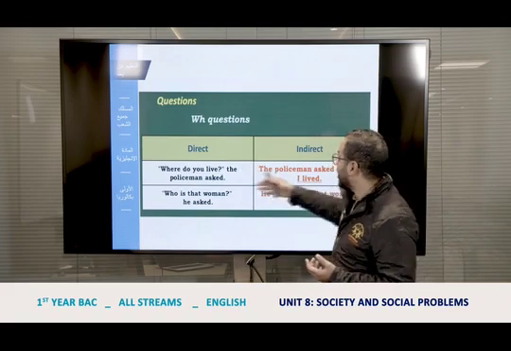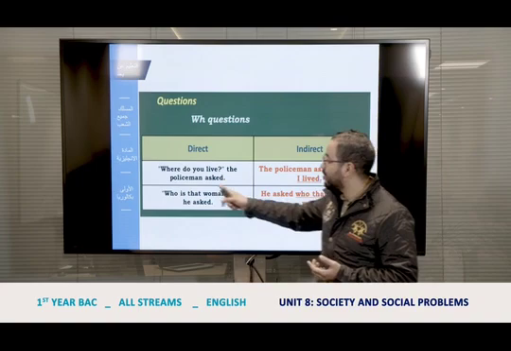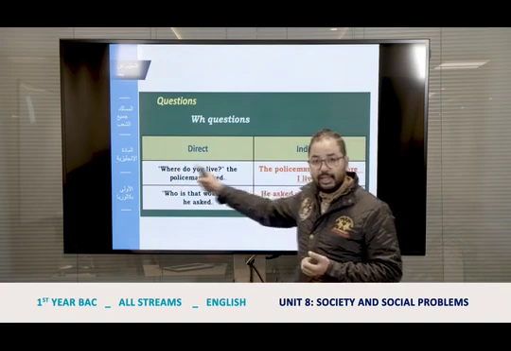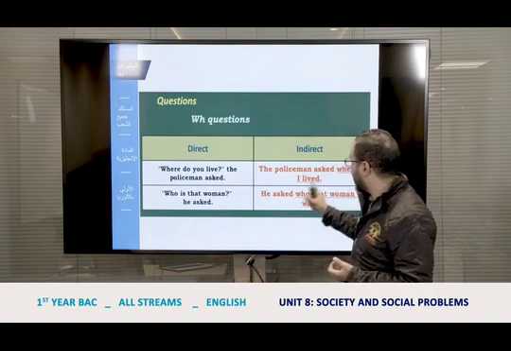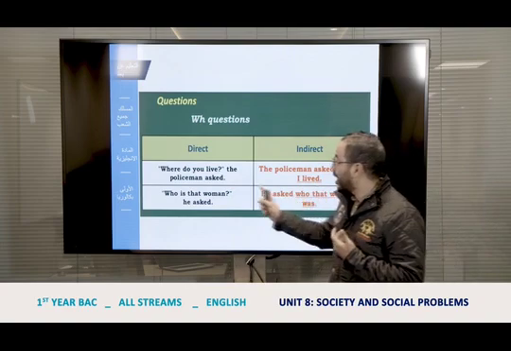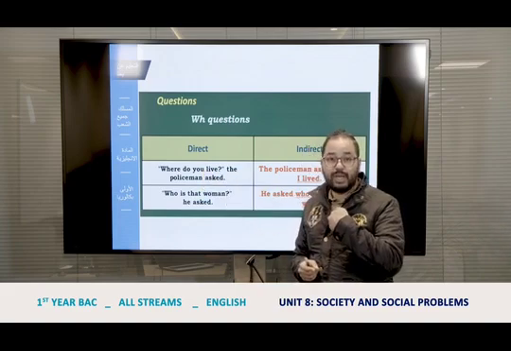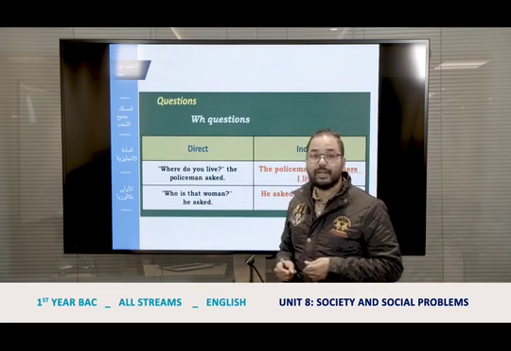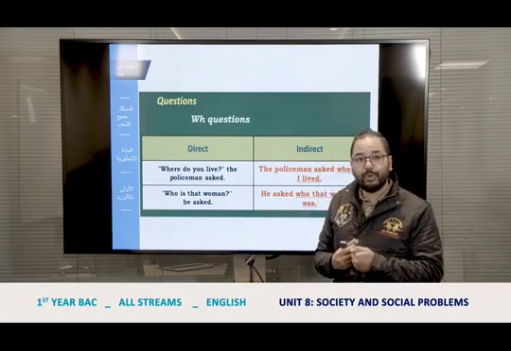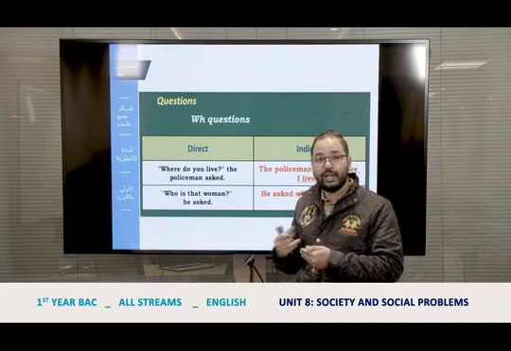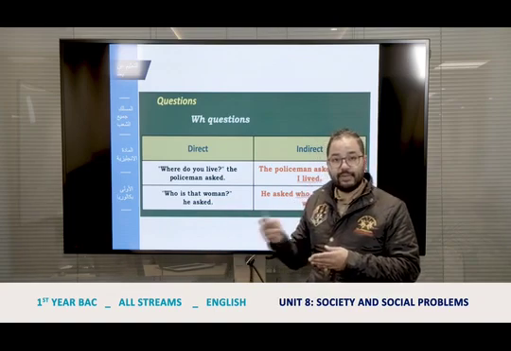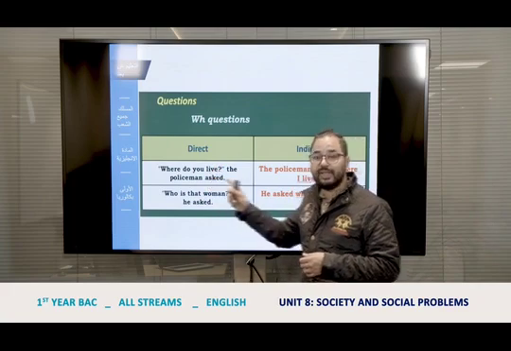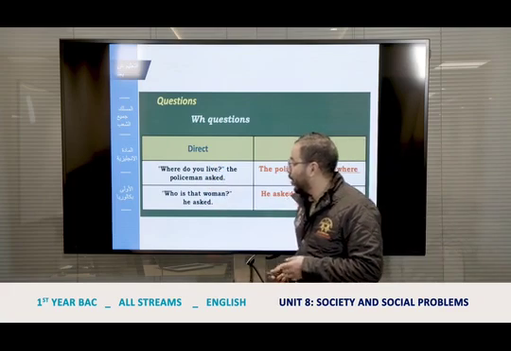Here we have direct and indirect. Where do you live? The policeman asked. So the policeman asked where. We keep the question word, where I live. He asked me, so "you" becomes "I" because he's talking to me. I lived: present, past, and we remove "do" because it's the question form. We don't use the question form when you report a question. The question form is "do you live?" The affirmative form is "you live." We change "you" to "I" because the policeman is talking to me, and we conjugate the verb live in the past.